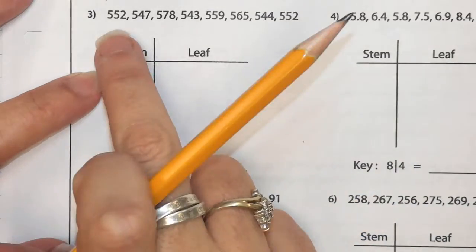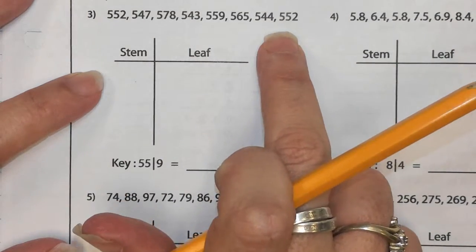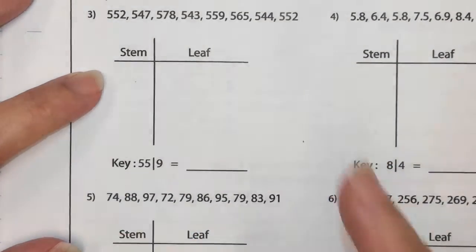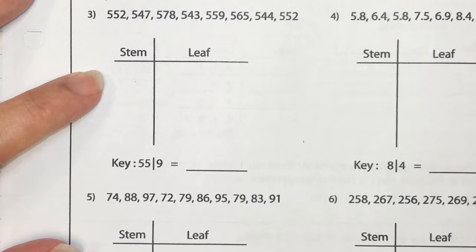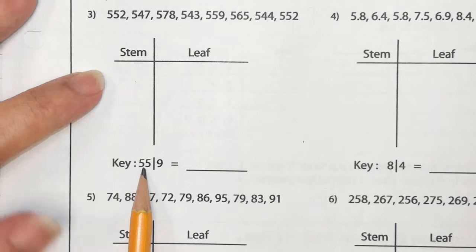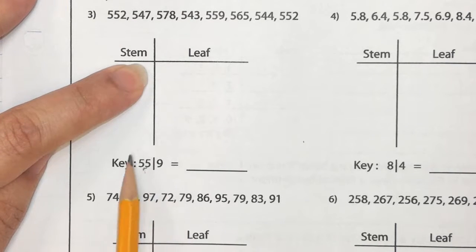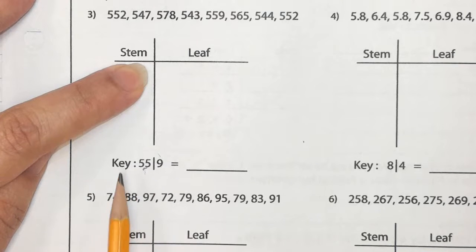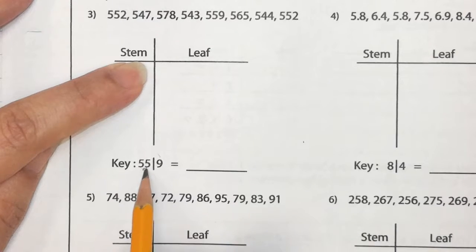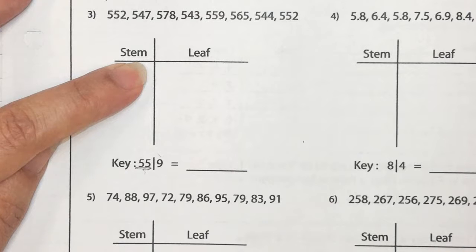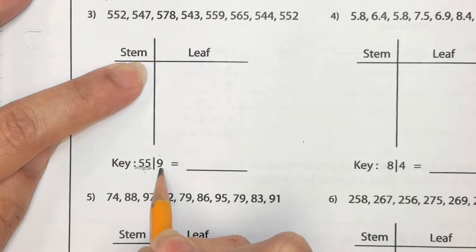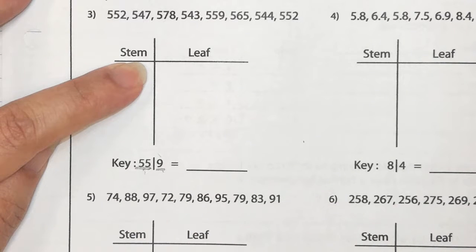On number 3, because it's hundreds numbers, you might get confused on what should be the stem and what should be the leaf. It's going to be 52. So you might wonder if that 5 should be the stem, but because of the key, does that make sense? You should have 2 numbers for your stem and 1 number for your leaf, okay?